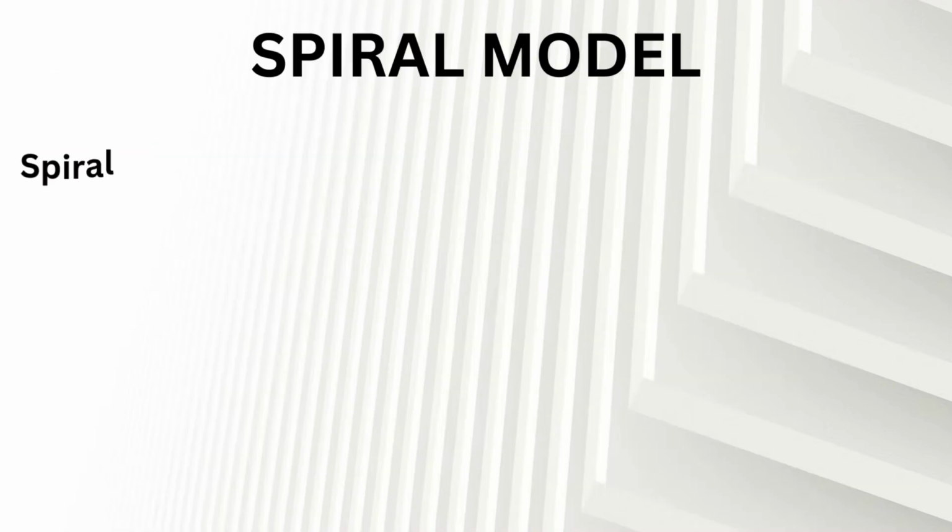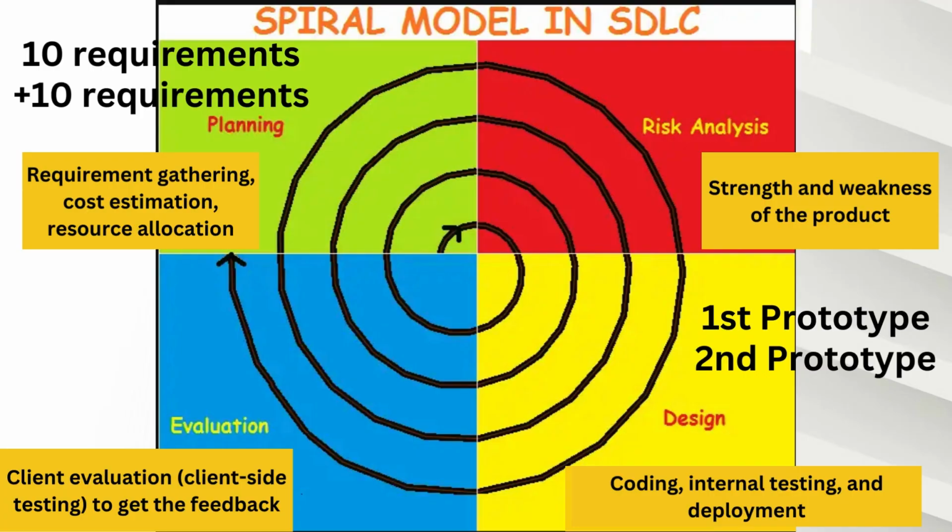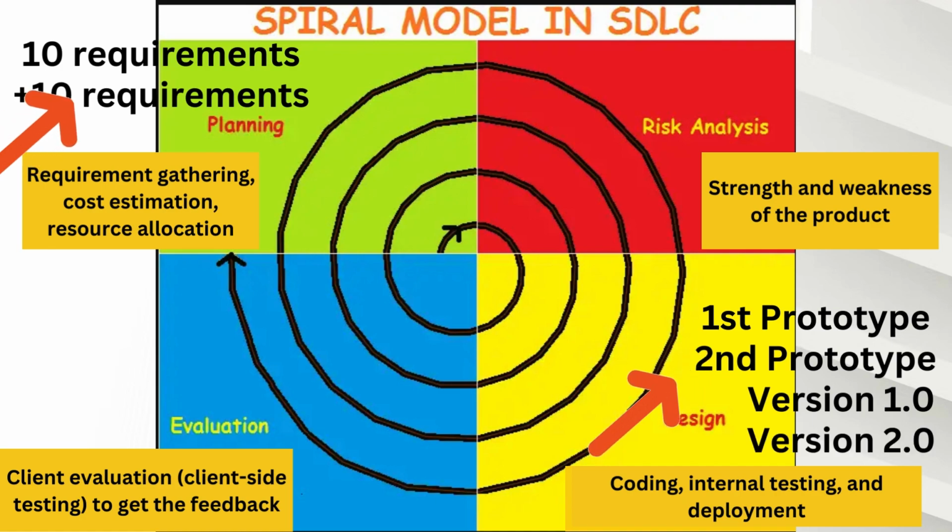The spiral model is iterative in nature and is also referred to as the version control model. The term iterative is used because, for instance, in our first iteration with 10 requirements, we released prototype model 1, marking the first version of the software. After the initial evaluation, we received 10 more requirements, and for those, we released prototype 2. Hence, prototype 2 can be considered the second version of the product. This is why the spiral model is also known as the version control model.